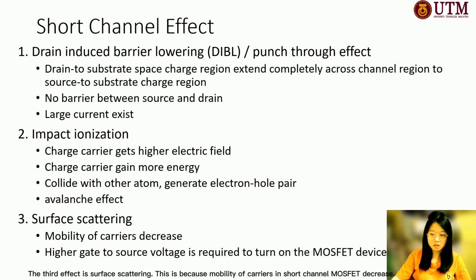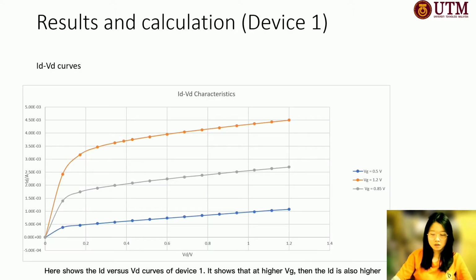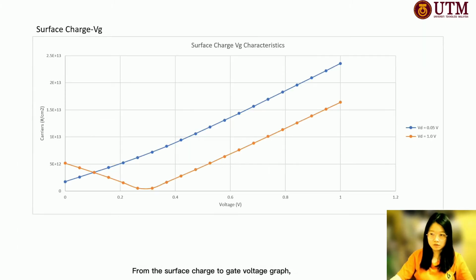The third effect is surface scattering. This is because the mobility of carriers in short channel MOSFET decreases. A higher gate to source voltage is required to turn on the MOSFET device. Here shows the ID versus VD curves of device 1. It shows that at higher VG, the ID is also higher. From the surface charge to gate voltage graph, it shows that the carrier concentration for VD at 1 volt is lower than VD at 0.05 volt.